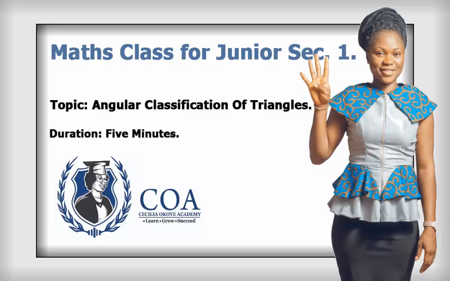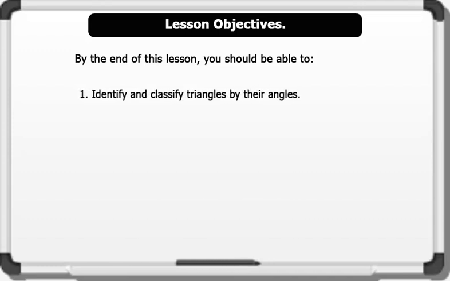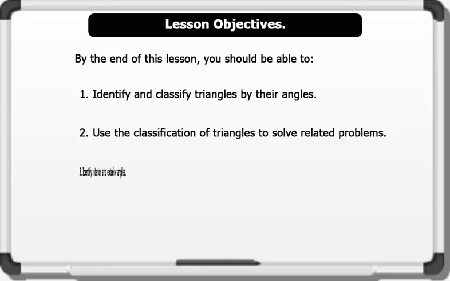Now, let us go through the lesson objectives. By the end of this lesson, you should be able to: 1. Identify and classify triangles by their angles. 2. Use the classification of triangles to solve related problems. And 3. Identify interior and exterior angles. Please pay attention as we go through the lesson together.